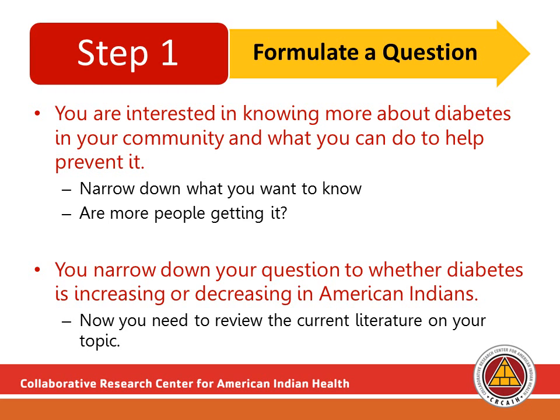So let's go back to the example. Let's say you are interested in knowing more about diabetes in your community and what you can do to help prevent it. Let's narrow down what you want to know. Do you want to know if more people are getting diabetes in your community? Let's say you answer yes. You want to know if the rate of diabetes is increasing or decreasing in your community. The next part of this step is to review the current literature on diabetes in American Indian communities.